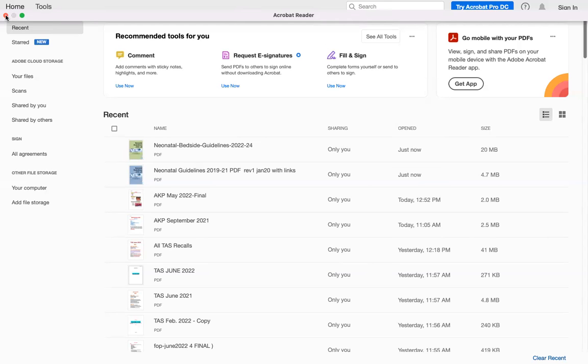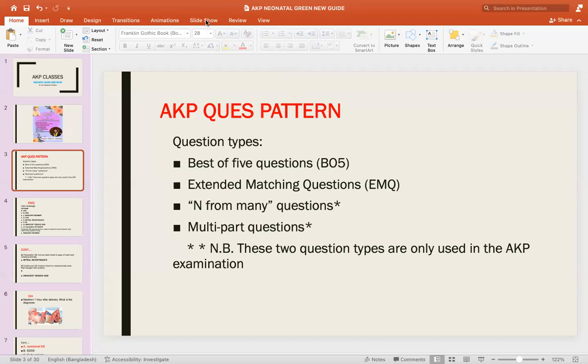Okay, the screen is not shared. Sorry. Can you see the screen? Can anyone confirm you see the screen? Yeah, we can see the screen.